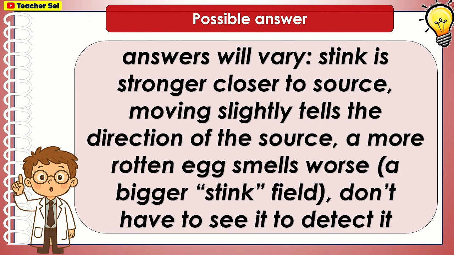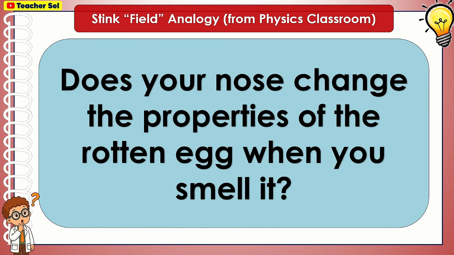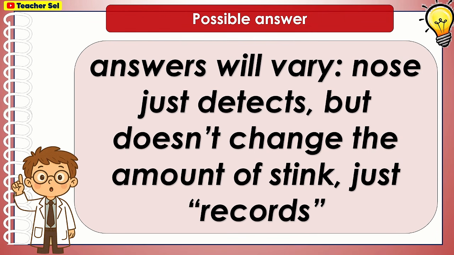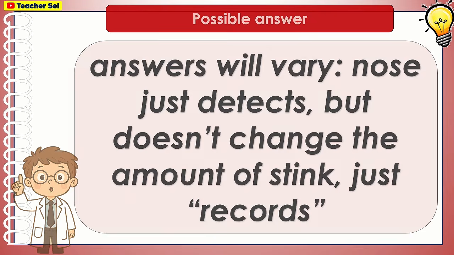Answers will vary. Stink is stronger closer to the source. Moving slightly tells the direction of the source. A more rotten egg smells worse. A bigger stink field. You don't have to see it to detect it. Does your nose change the properties of the rotten egg when you smell it? The nose just detects, but doesn't change the amount of stink, just records.